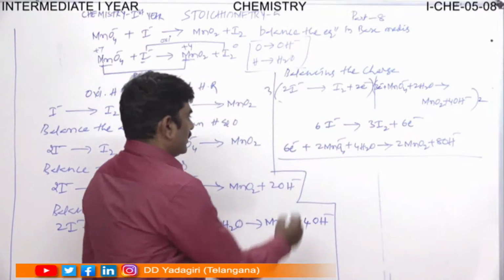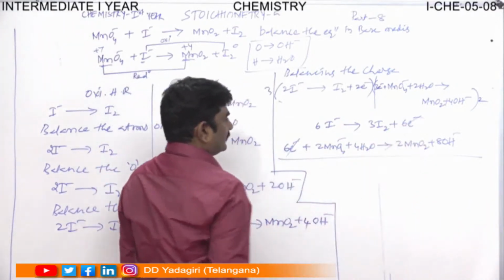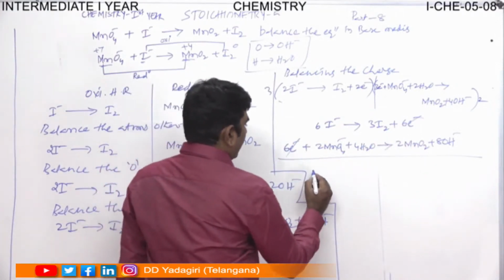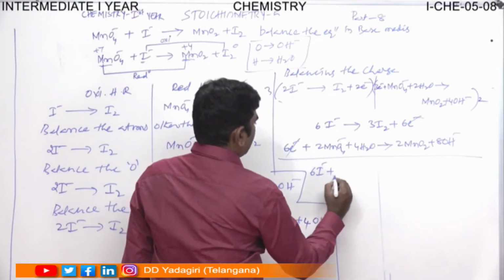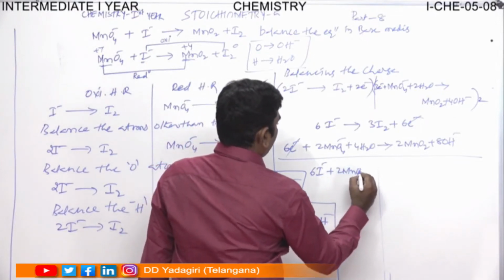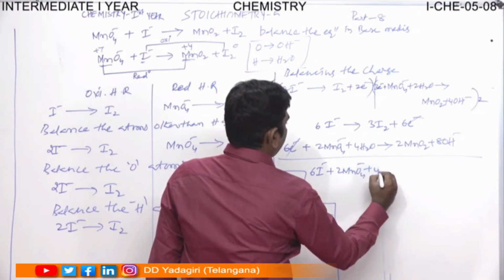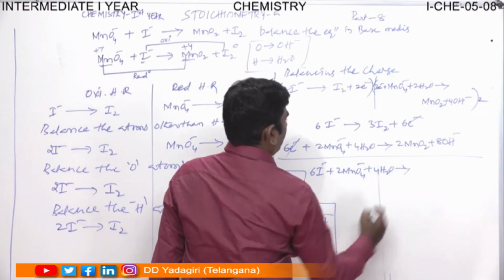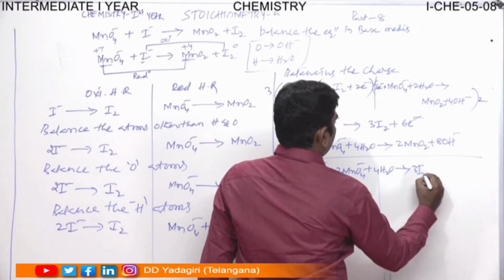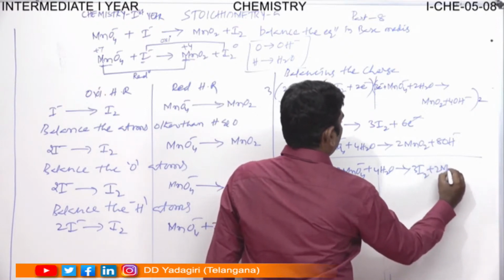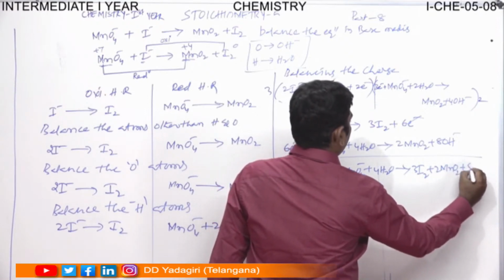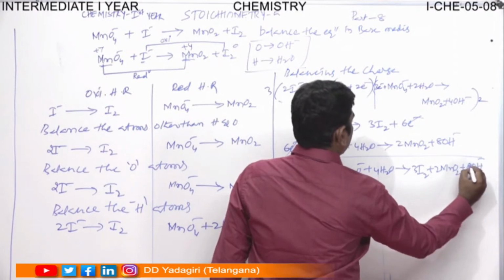Next, 6 electrons get cancelled. What is the remaining equation? 6I minus plus 2 MnO4 minus plus 4 H2O will give 3I2, 2 MnO2, 8 OH minus.